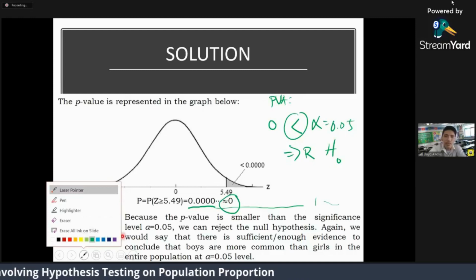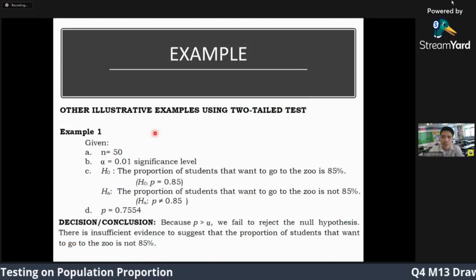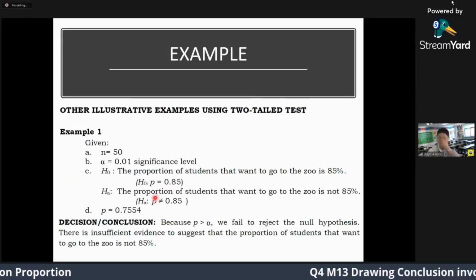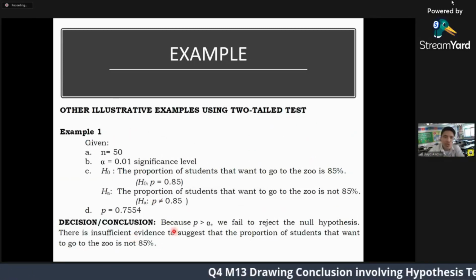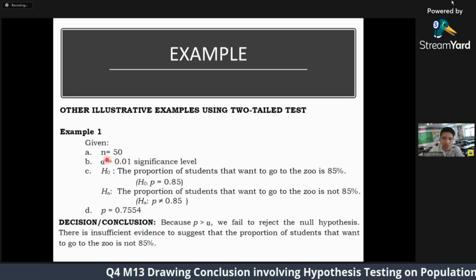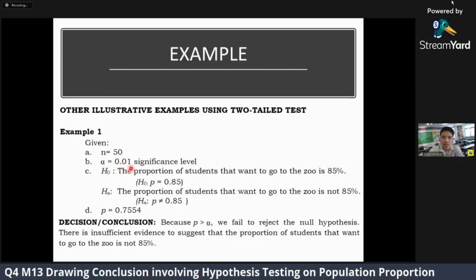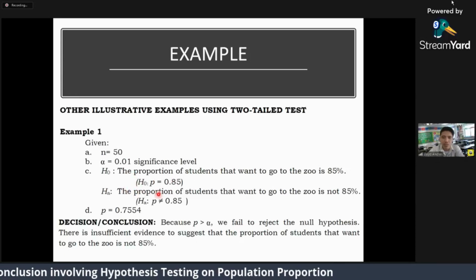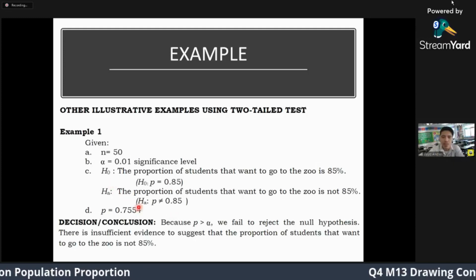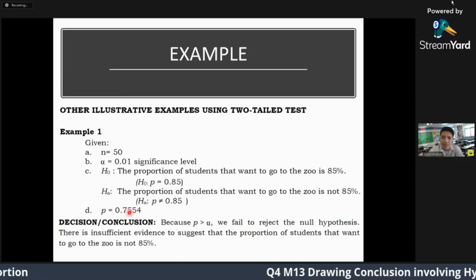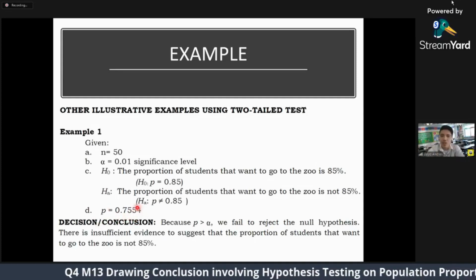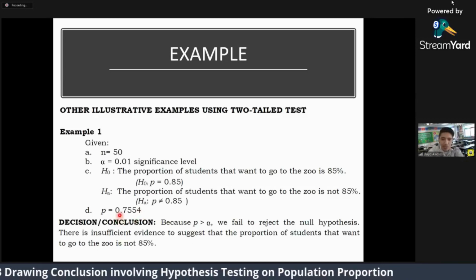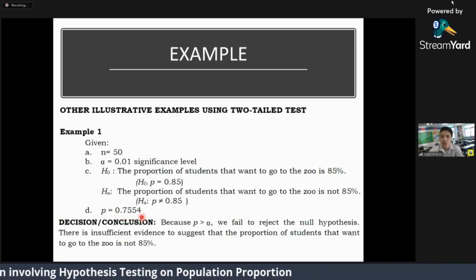Okay? And here are other illustrative examples. Again, our focus here is the decision. So, we are given the data: n equals 50, alpha is 0.01, the null hypothesis is p equals 0.85, and the alternative is p is not equal to 0.85. Then, we are given the p-value. Based on the p-value, you try to decide. The p-value is 0.7554. Using that, what is your decision?